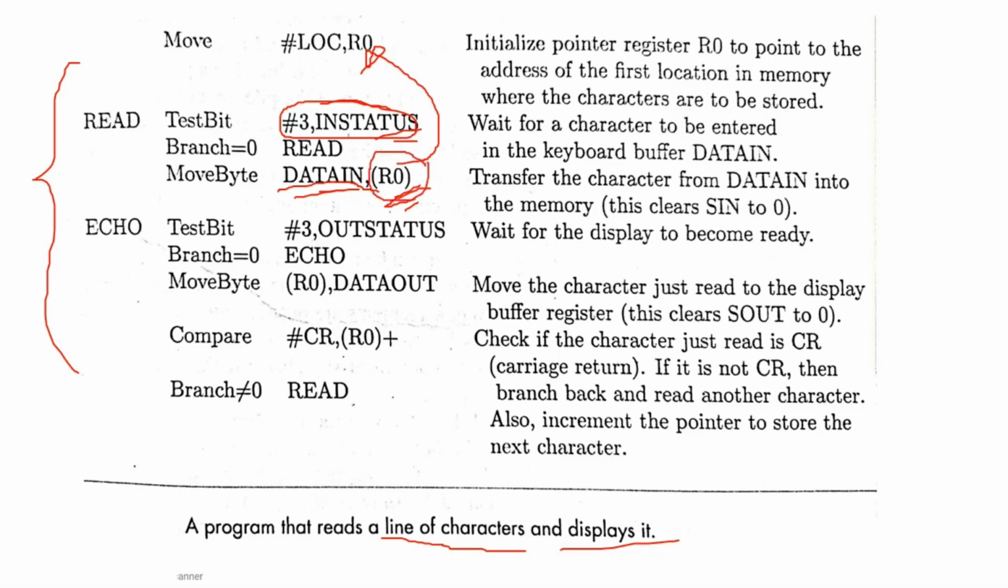Then check whether the output device is ready. If the output device is ready, then transfer data from that memory location where you have stored it recently to data out, so that the display will display it. So for every character you have to check whether the keyboard is ready. If it is ready, read that character, store it in the memory. Then again check whether the display is ready. If the display is ready, copy that character from the memory to the display buffer, that is data out. This is how one character is read from the keyboard and then displayed on the screen.